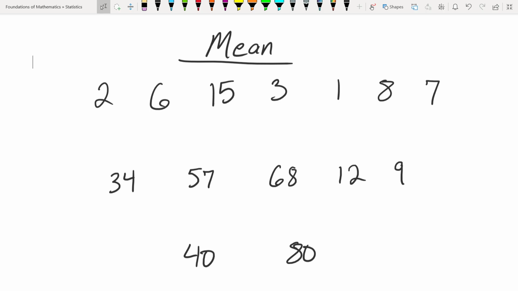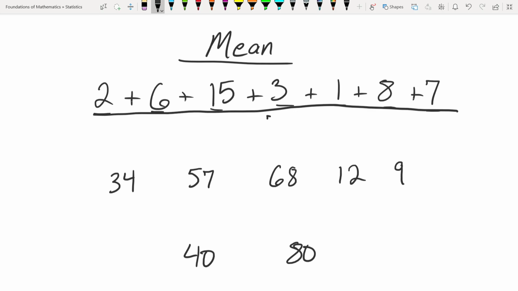To find the mean, all we have to do is add all the numbers together and then divide by how many numbers there are. So for this first set here, there's 1, 2, 3, 4, 5, 6, 7 numbers total. All I have to do is add them all up and then divide by 7. Doing this on a calculator, 2 plus 6 plus 15 plus 3 plus 1 plus 8 and 7 gives us 42. Divided by 7 gives us 6. So the center, or the mean, in this set of data is 6.